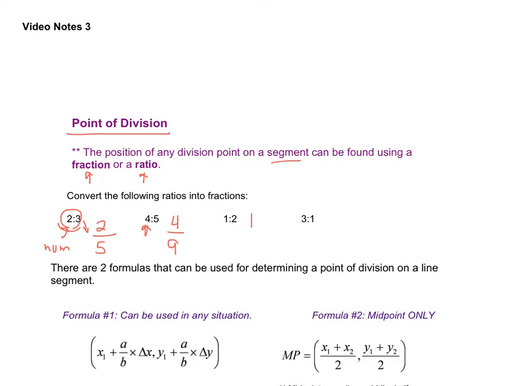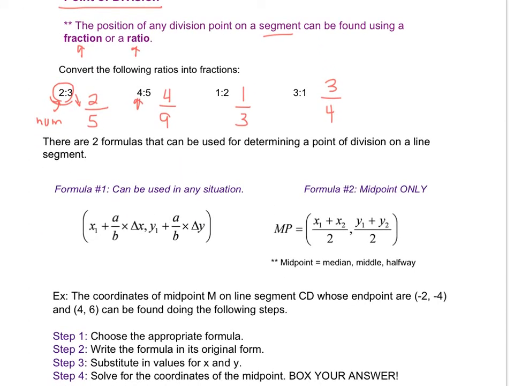Same thing here, 1 out of 3. 1 is the numerator, 1 plus 2 is 3, that's the denominator. 3 over 4, the numerator was 3, 3 plus 1 is 4, that's your denominator. So we've just done conversion. That's important because sometimes in questions they will ask you for ratios and you have to be able to convert those. There are two formulas that can be used to determine the point on a line segment.